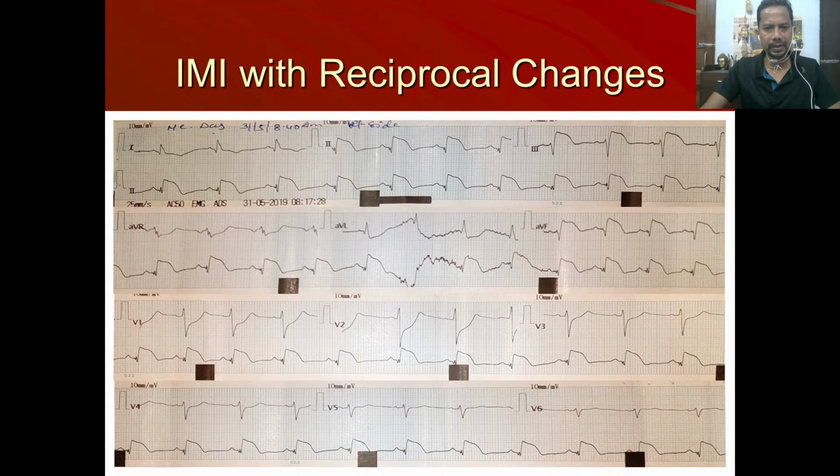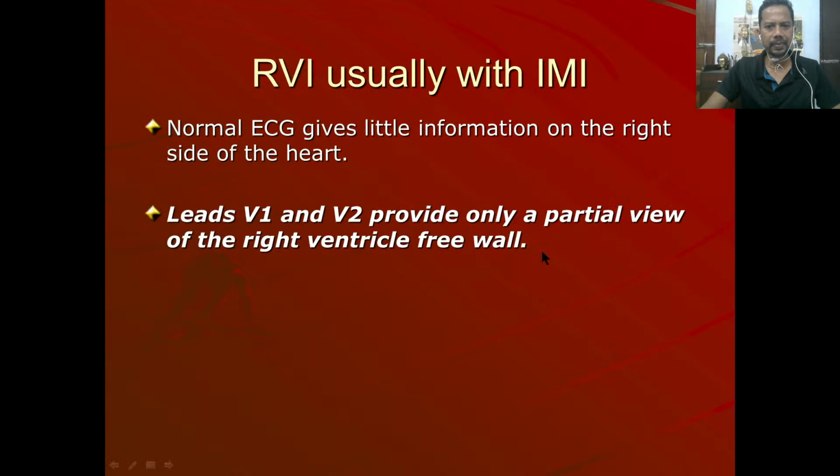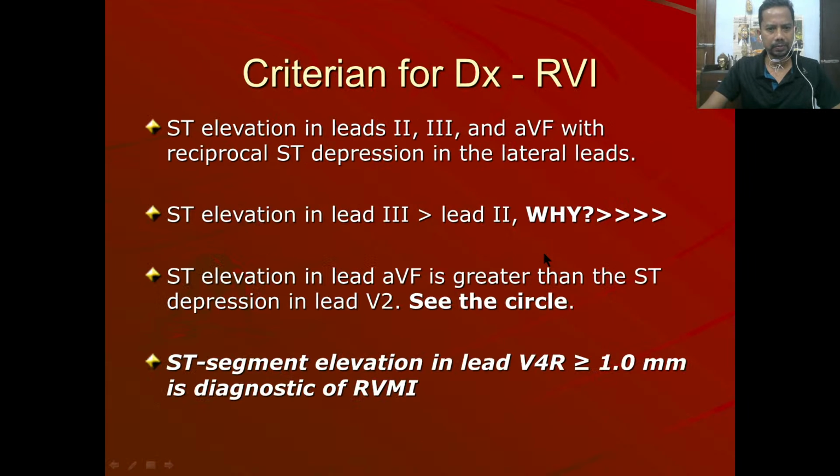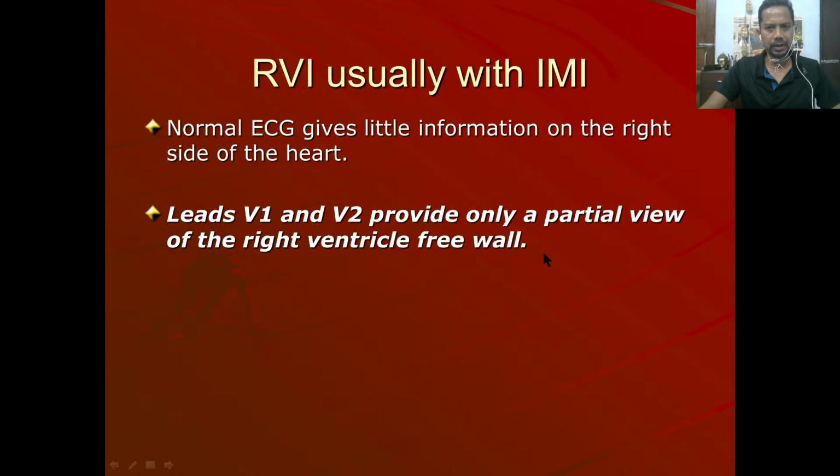This is inferior wall MI, ST elevation coving in 2, 3, AVF. Okay, lead 2, lead 3, and AVF ST elevation is there. So, okay, RV infarction you will see in association with inferior wall MI. Okay, and lead V1, V2, they are also looking towards the right ventricle, but they give you only the partial view of the right ventricle. Most of the right ventricle is beyond the area of V1, V2.